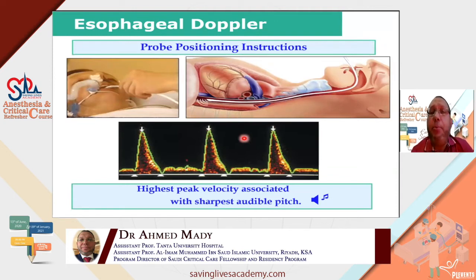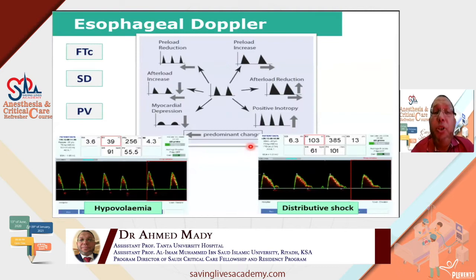Another very nice and non-invasive tool, most of anesthesia are using in the pre-operative stage, which is esophageal Doppler. Just a probe, you can pass it close to the descending aorta, measuring the descending aortic blood flow, and it gives you graphs and numbers. Very simple technique, esophageal Doppler, to measure the stroke volume.